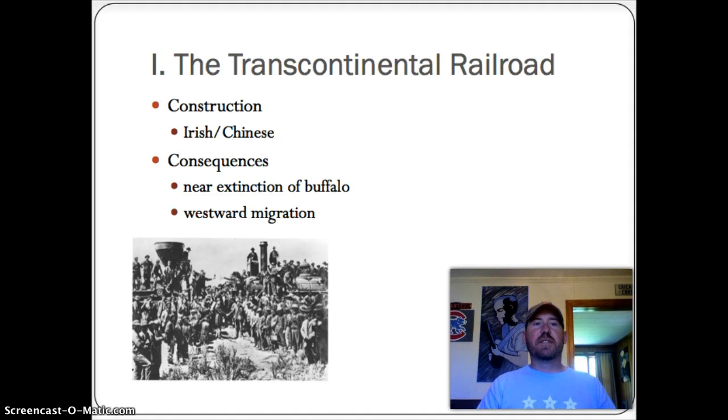As far as the consequences of this go, as this expansion occurs, you see the near extinction of the buffalo, and that really impacts the native peoples because that was their staple animal. That's what their life was predicated on.